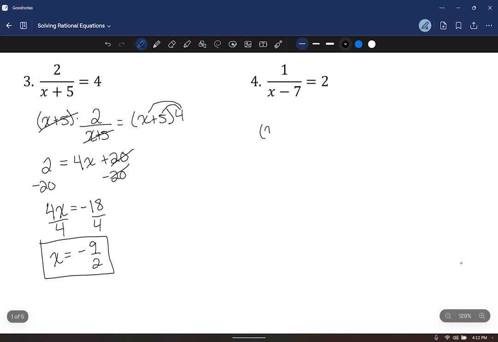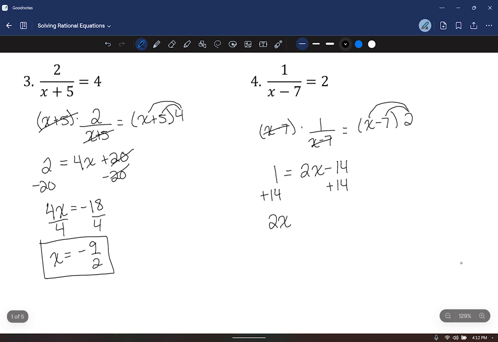All right, and on this one, I'll be multiplying by the x minus 7. So I have x minus 7 over 1 times x minus 7 is equal to x minus 7 times 2. X minus 7 will cancel, leaving me with 1 equals, distribute this 2. That gives me 2x minus 14. And then I'm just going to solve for x by adding 14. So I have 2x is equal to 15, divide by 2. So x is 15 over 2. The only thing that x could not be was 7.